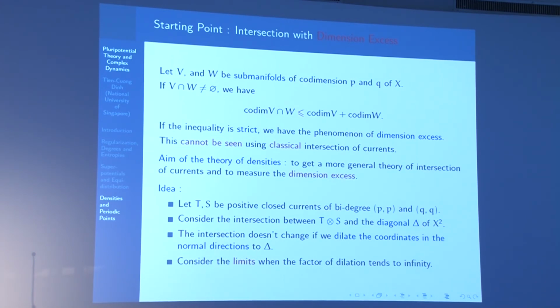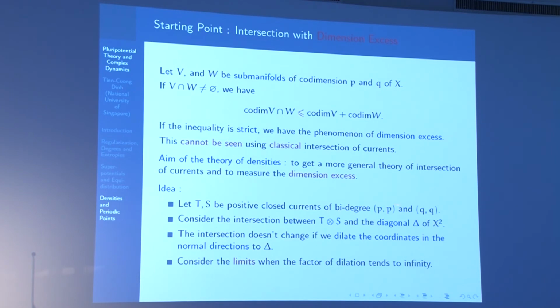So now, the classical theory of intersection cannot apply in this setting. So the aim of the theory of densities is to develop a new theory of intersection which allows us to measure the dimension excess. So in particular, if you take two positive closed currents T and S, we want to know what is the dimension of the intersection. T and S might be very singular. The support can be equal to X. But however, we want to know the intersection in the sense of currents. What is the dimension of the intersection? And how large is the dimension?